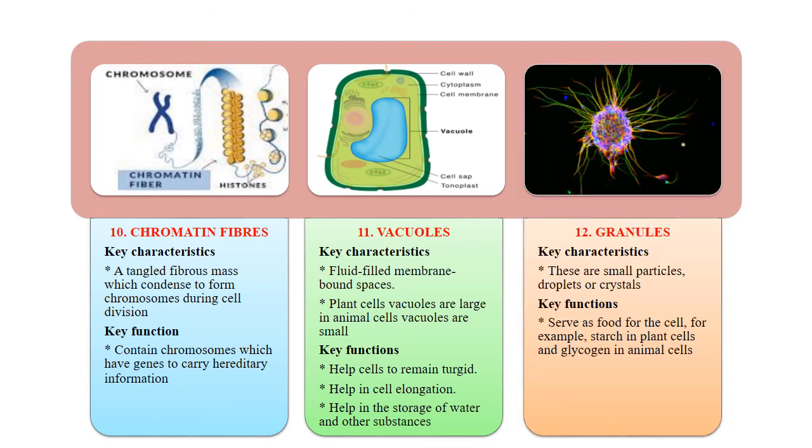Granules. Key characteristics. These are small particles, droplets or crystals. Key function. Serve as food for the cell. For example, starch in plant cells and glycogen in animal cells.